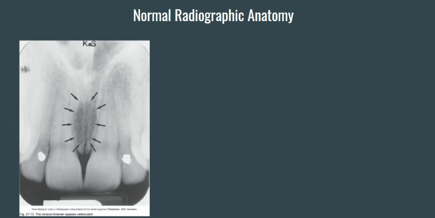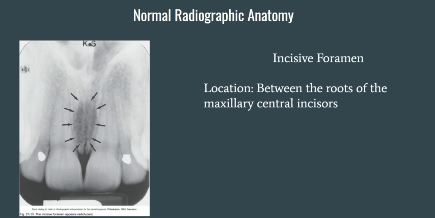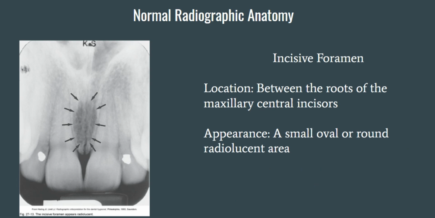So what do these two things look like on an X-ray? Well, the incisive foramen is found between the roots of the maxillary central incisors. And it's going to look like a small oval or round radiolucent area. So this whole darkish colored area where those arrows are pointing is the incisive foramen.